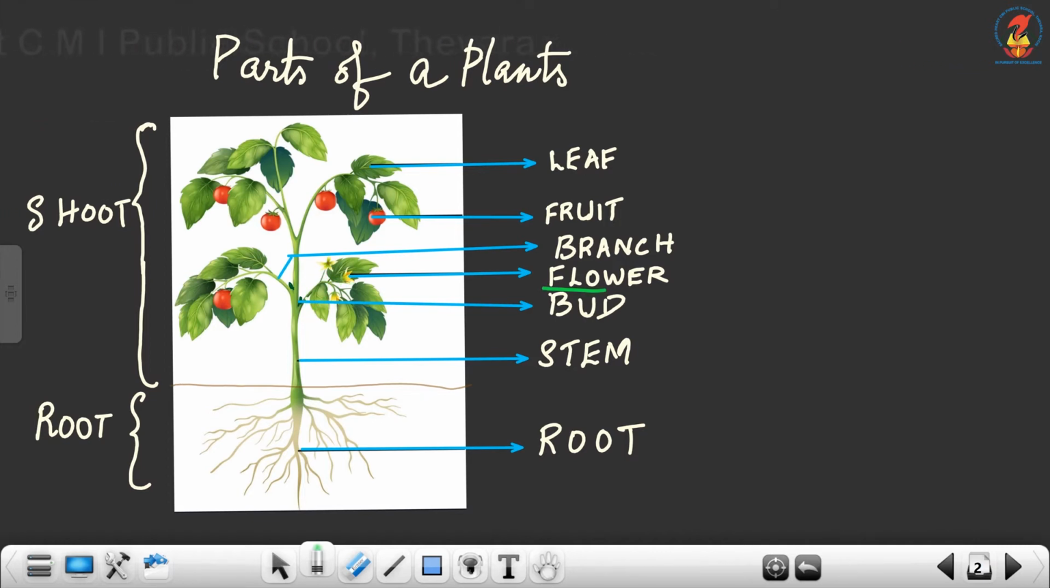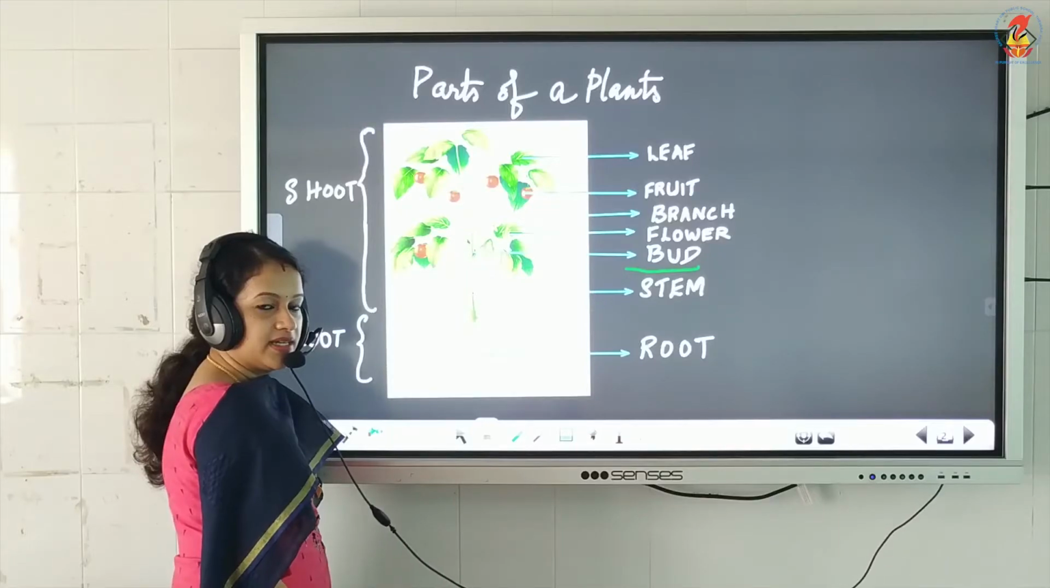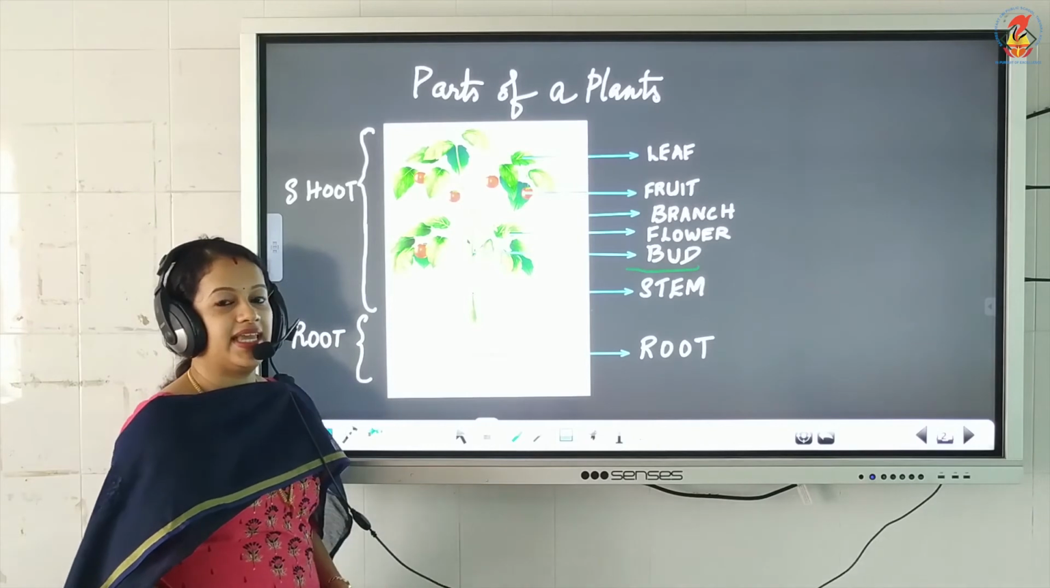Then at the end of this branch or at the place where a branch starts from the stem, you can find a small bud, a growth like thing. That is called bud. This green colored thing is called bud. Is that clear? So I will repeat once again.